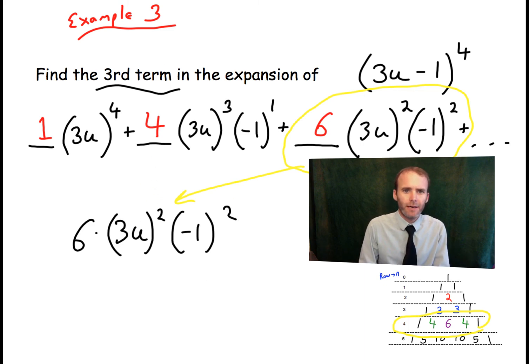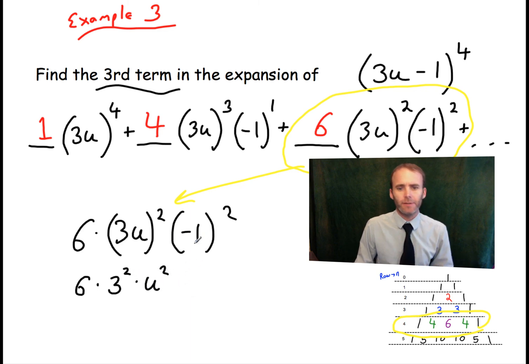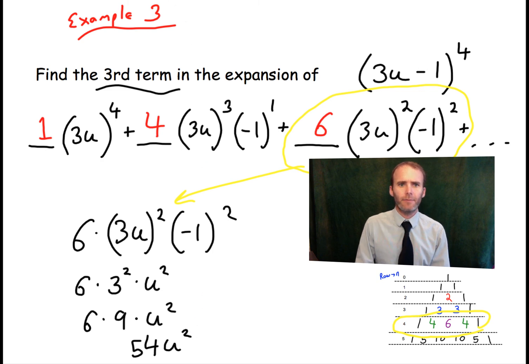Okay, so since I have 3u squared, that means that each thing in here gets squared. So when I rewrite this, I can write it as 6 times 3 squared times u squared times negative 1 squared, and that's just 1, so we can just write that off. Negative 1 times negative 1 is 1. So that now we have 6 times 9 times u squared, and I combine those. 6 times 9 is 54 u squared, and that is my final answer.